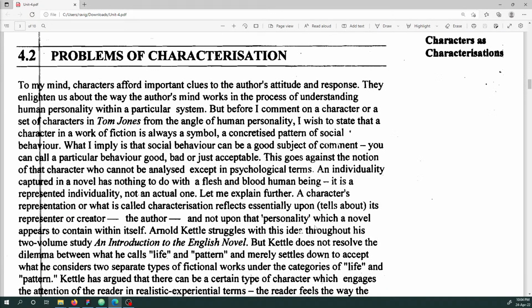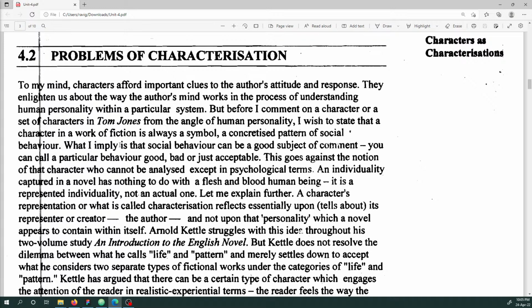4.2 Problems of Characterization. To my mind, characters afford important clues to the author's attitude and response. They enlighten us about the way the author's mind works in the process of understanding human personality within a particular system. But before I comment on a character or a set of characters in Tom Jones from the angle of human personality, I wish to state that a character in a work of fiction is always a symbol, a concretized pattern of social behavior.